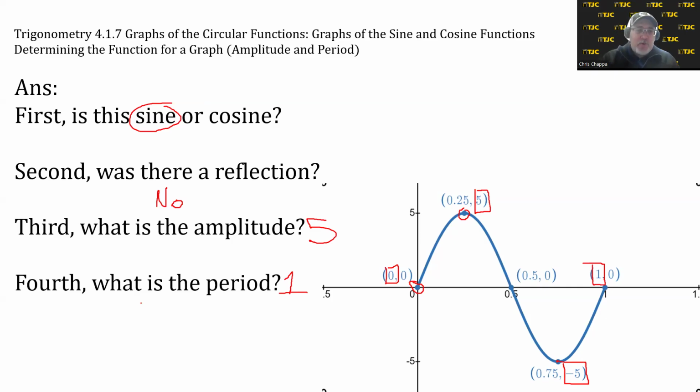Now, because the period is 1, we got to do a little bit of work. We got 2 pi over b is equal to 1. And it shouldn't take too long to figure out that b is 2 pi. You can either multiply both sides by b, or realize that a fraction is equal to 1 when its numerator is equal to its denominator.